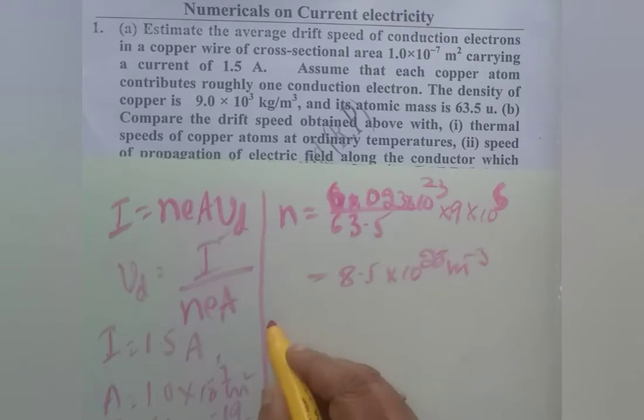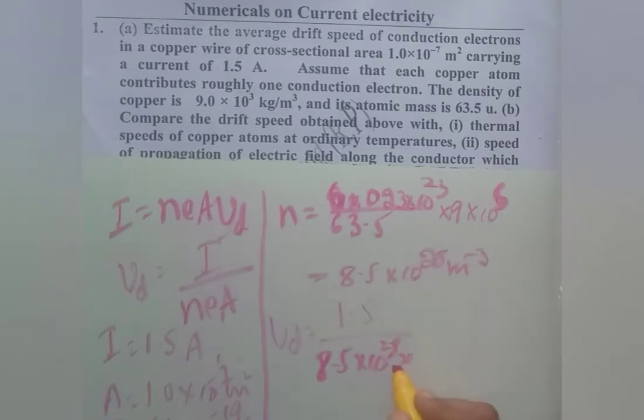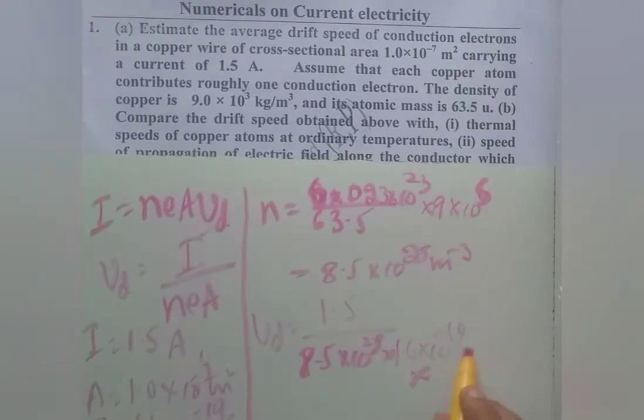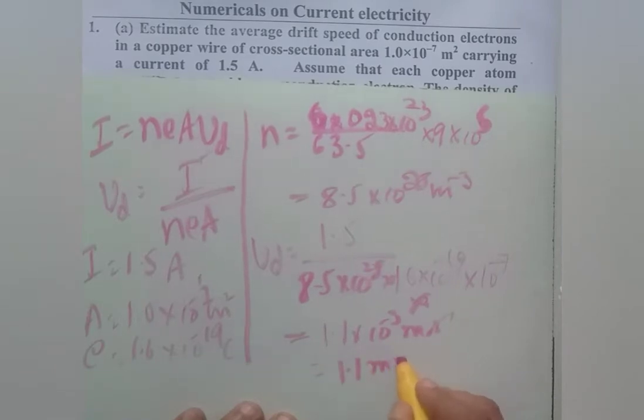N value, we substitute everything. VD equals 1.5 by 8.5 into 10 raised to 28 into E, 1.6 into 10 raised to minus 19, into area 10 raised to minus 7. This will give us around 1.1 into 10 raised to minus 3 meter per second, or say 1.1 millimeter per second. This is the value of drift velocity.